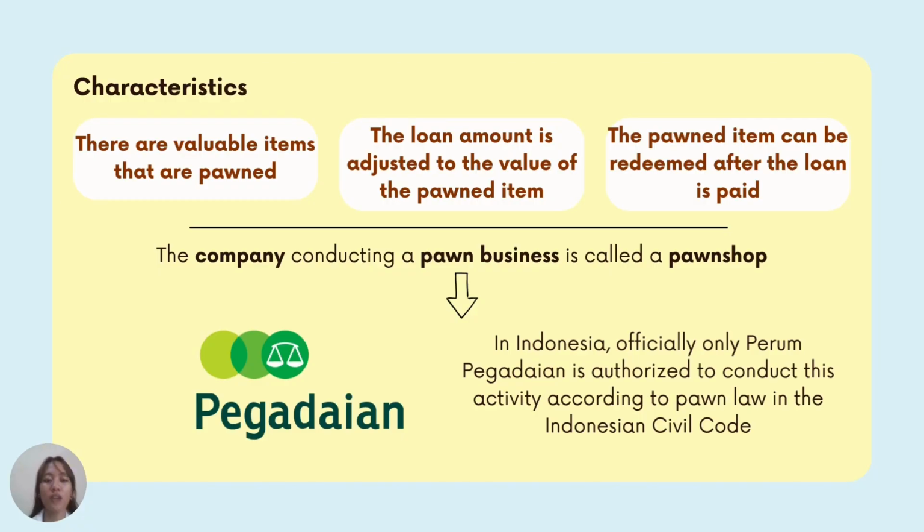And what are the characteristics of a pawn business? The characteristics are that there are valuable items that are pawned, and the loan amount is adjusted to the value of the pawn item. The pawn item can be redeemed after the loan is paid. The company conducting a pawn business is called a pawn shop, but in Indonesia, officially only Perum Pegadaian is authorized to conduct this activity according to the pawn law in the Indonesian Civil Code, or Undang-Undang Perdata, and its mandate is to provide loans based on pawning to protect the public from informal financial institutions such as usurers.